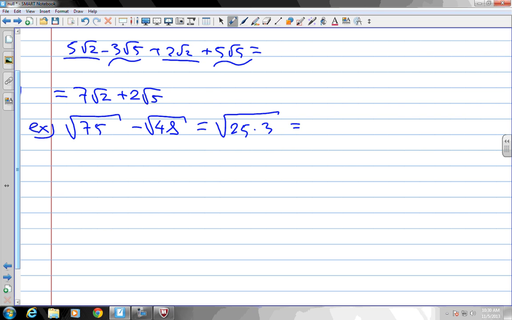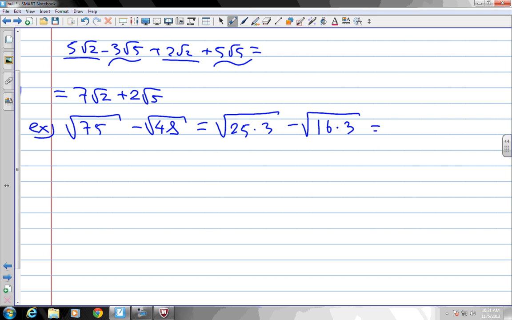What about 48? 24 and 2, but those are not perfect squares. Remember, when you split the number, you want to, what? 16 and 3, because you want to have a perfect square. Right?